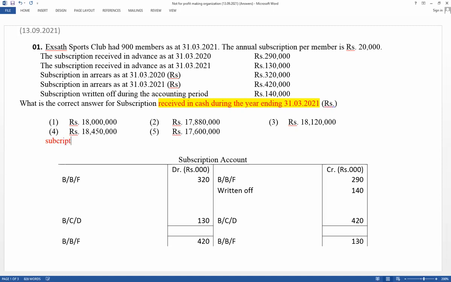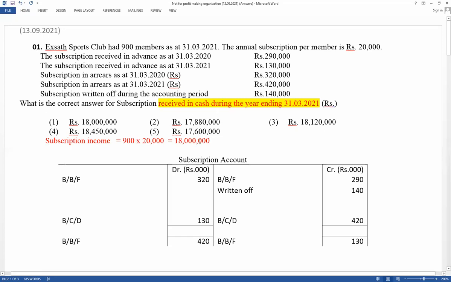Therefore, subscription income. As an income, you have to consider based on accrual concepts. Cash received or not. Think number of members available 900 and annual membership fee is given 20,000. Therefore, this is the value should be considered as income based on accrual concepts. Based on accrual concepts, therefore, think value equal 18,000. 18 million. You have to consider as an income. Cash received or not. Based on accrual concepts, they ask cash received amounts.